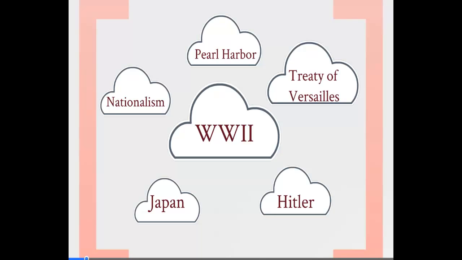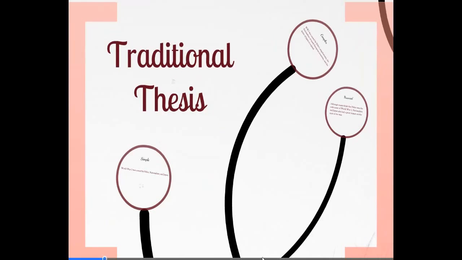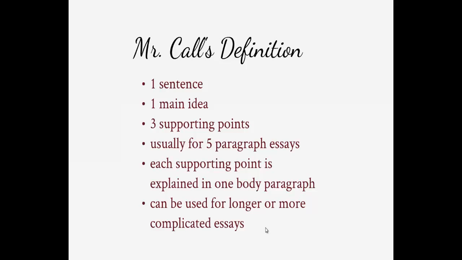So let's look first at how to take these ideas and turn them into traditional thesis statements. Traditional thesis statements are probably things that you've written in class before. Here's my basic definition. A traditional thesis statement is often going to be one sentence with one main idea with three supporting ideas or three supporting points.